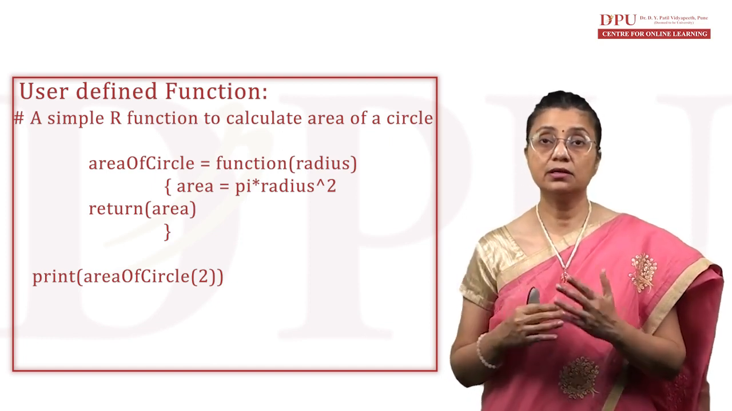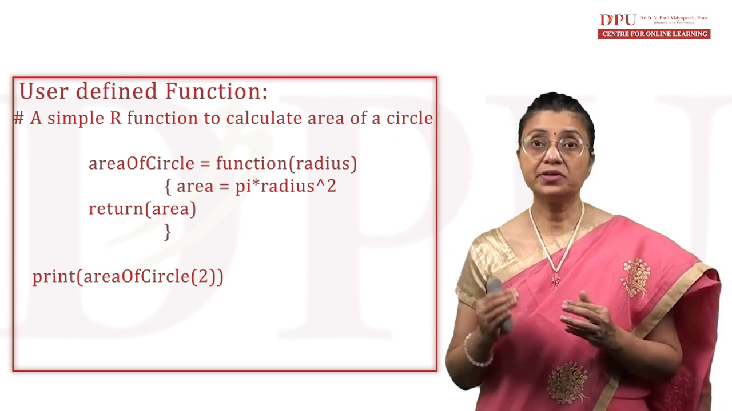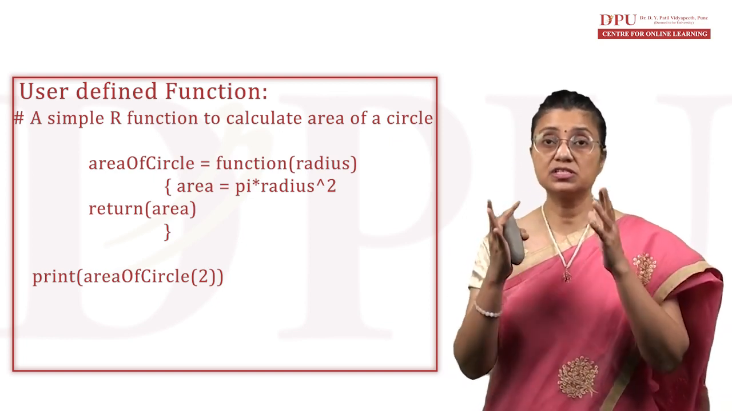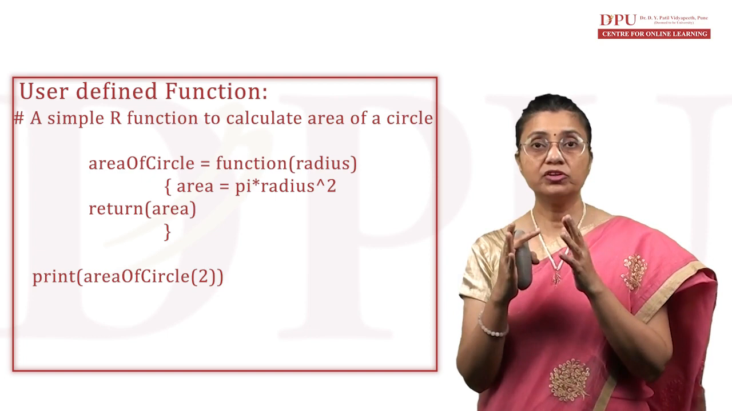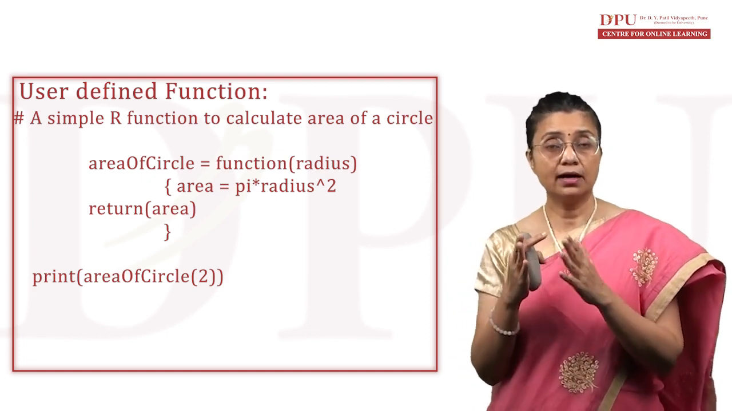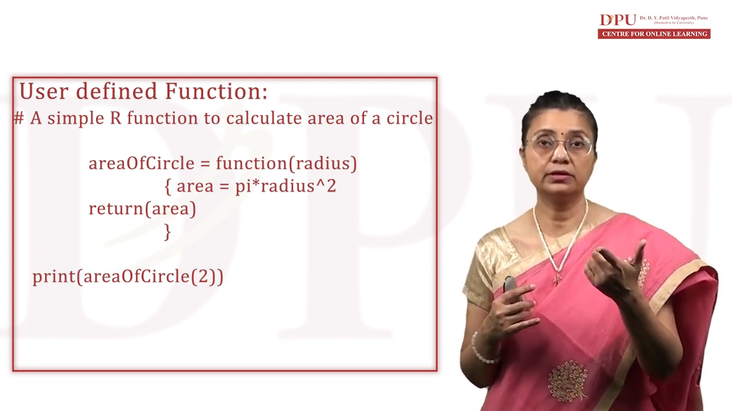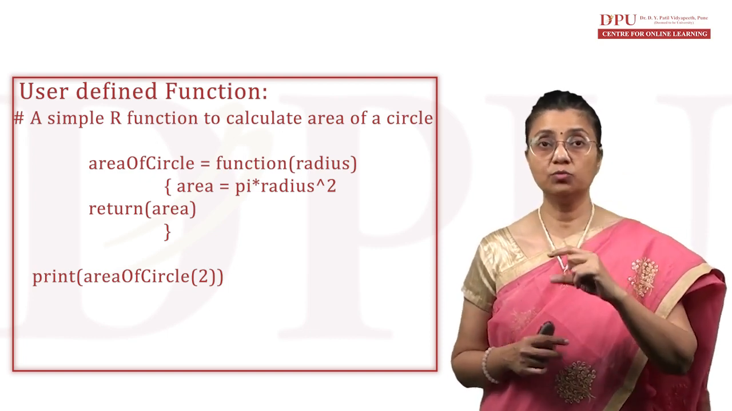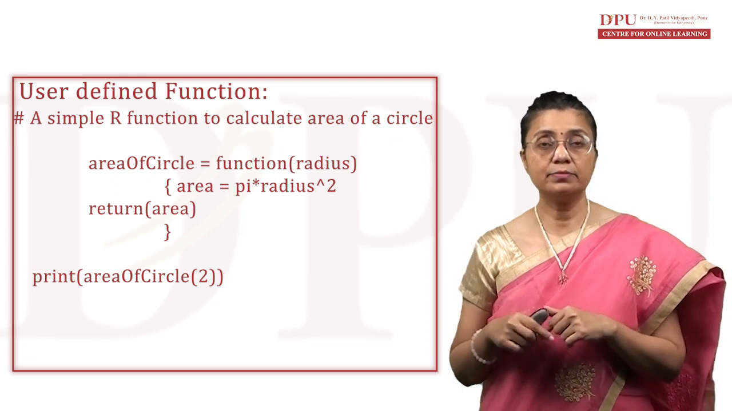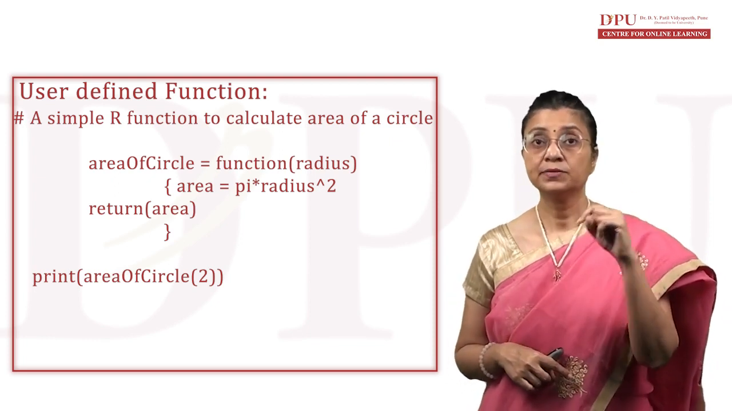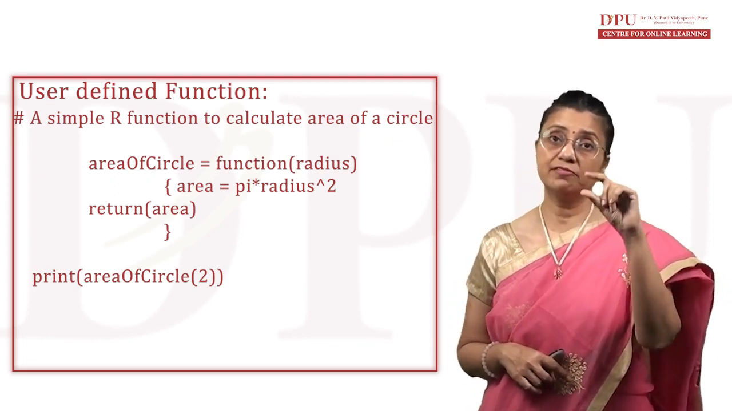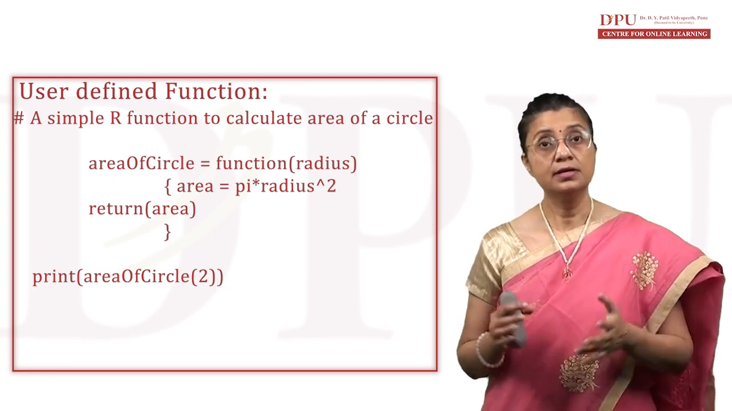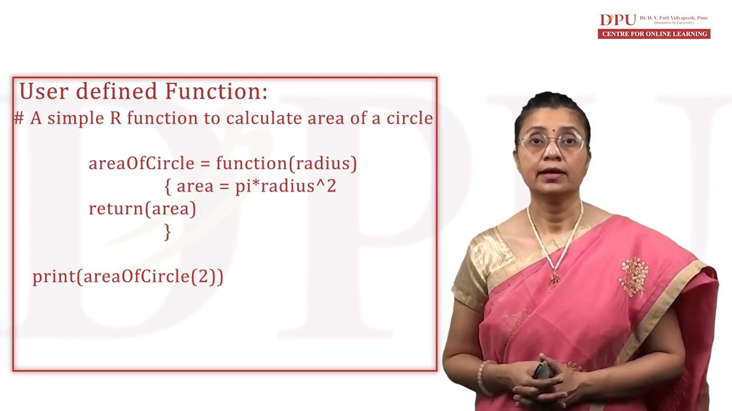And then I say return area. So I'm returning the value of area which is captured with the help of the pi r square, and that value is returned. So this is my function definition. Whatever I have written within the curly brackets is my function definition. I've defined my function and I have stored that in area of circle. That is the name of my function.